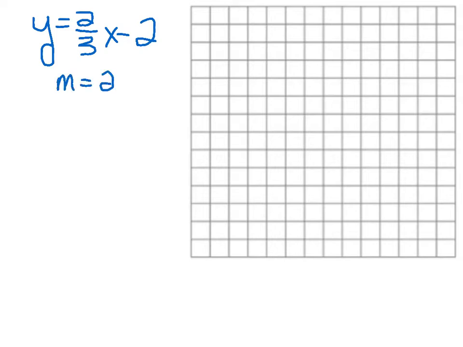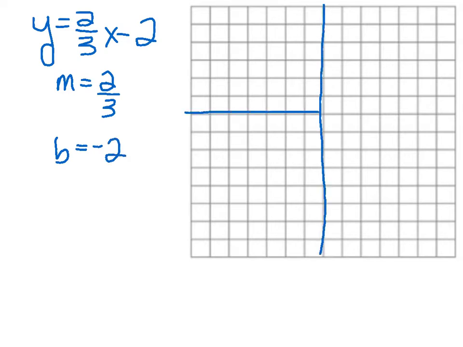Your slope is 2/3. Your y-intercept is -2. Graph it. We always graph the y-intercept first. Negative 1, 2, put a dot. Slope is rise over run. I rise 2, positive direction 1, 2, positive direction 3: 1, 2, 3.